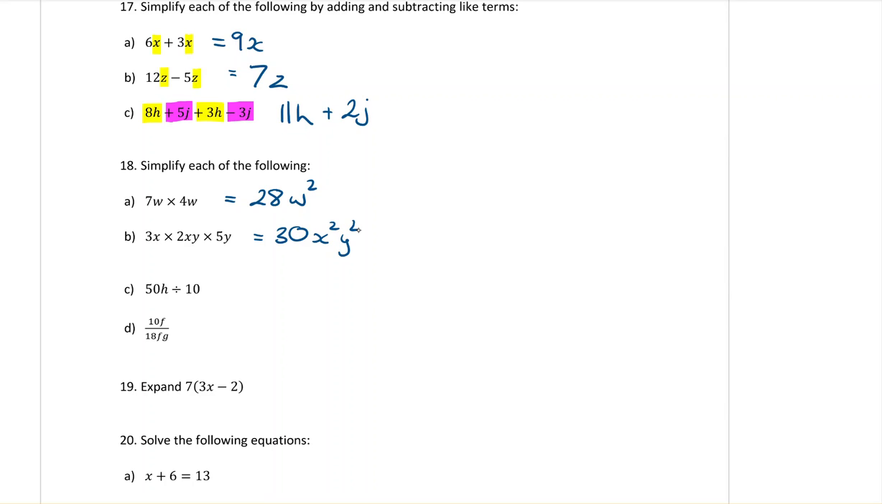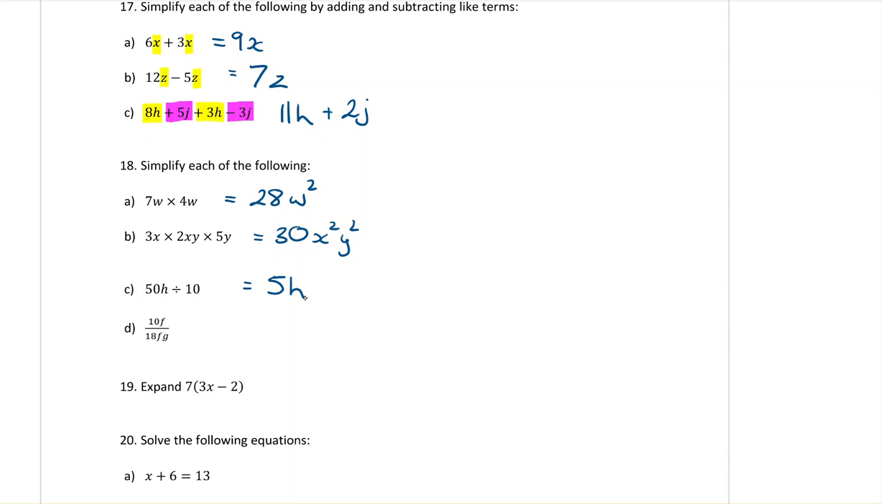Okay, dividing is kind of the reverse of the multiplying. You want to divide the numbers, and if there is a letter in the first one and the second one, they will cancel out. So for C, 50 divided by 10 is 5. Because there's only an h with the first one, it won't cancel, it'll stay there, it'll be 5h.